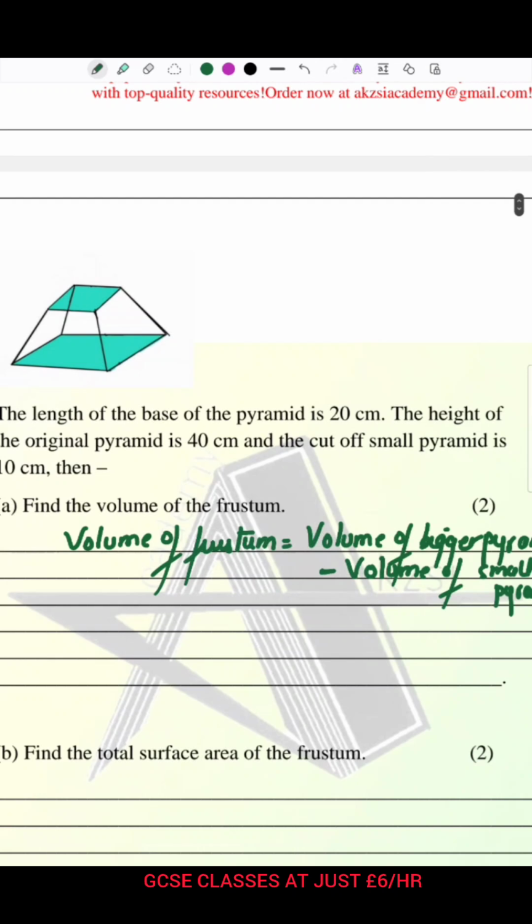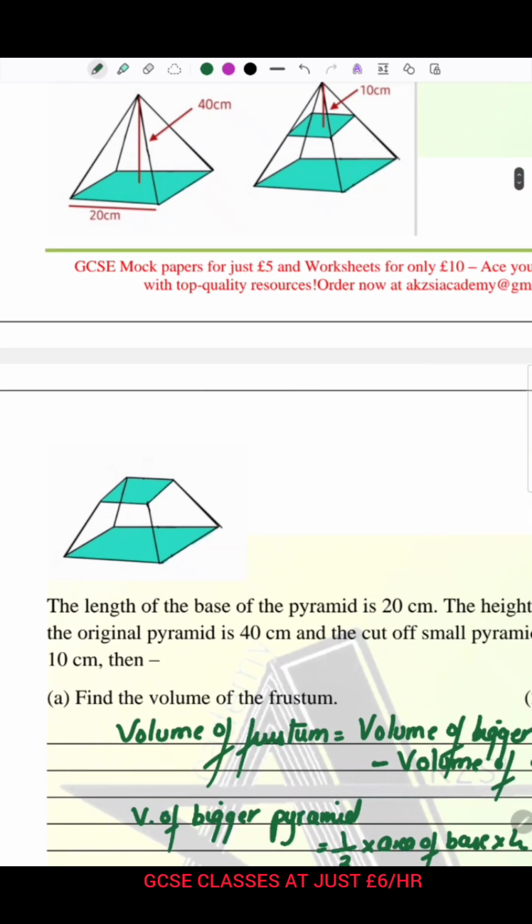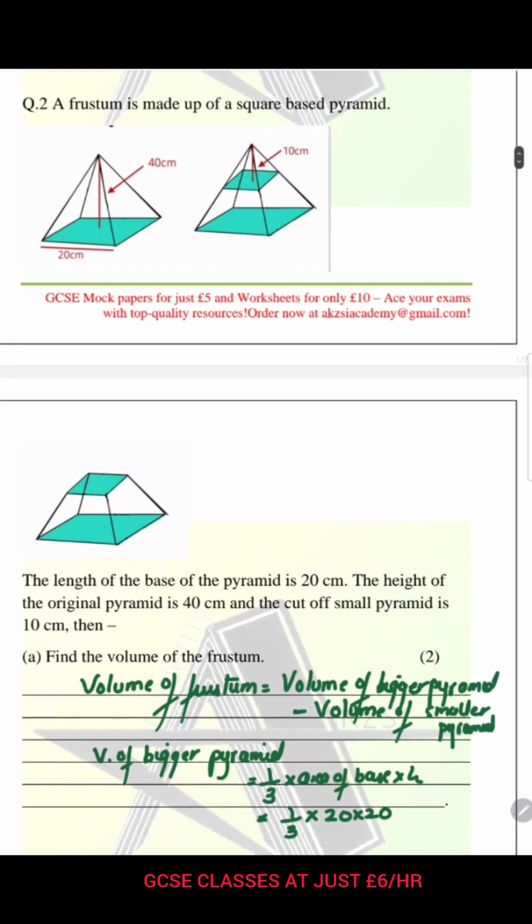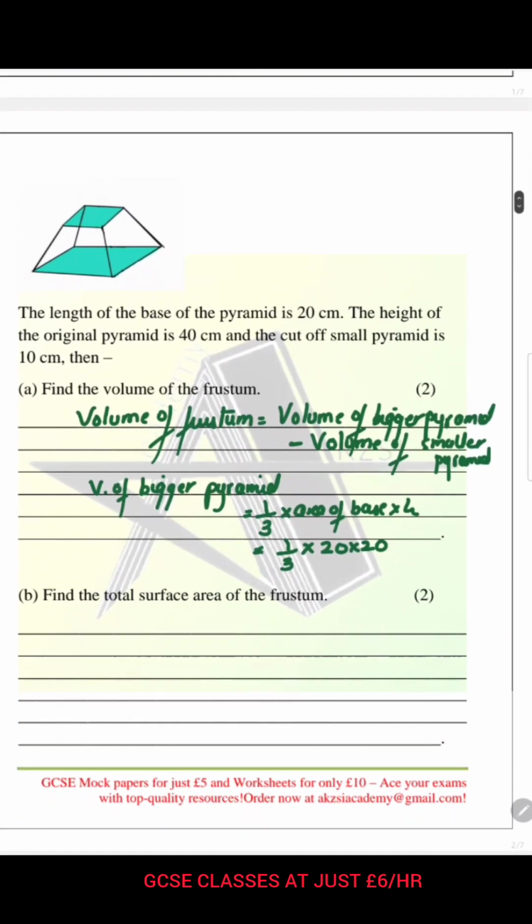Now I have to calculate the volume of the bigger pyramid. As I told you, the formula is 1/3 times area of base times height. We know it's a square base pyramid, so the area of the base is going to be 20 times 20, and the height is given as 40. So it's going to be 1/3 times 20 times 20 times 40.